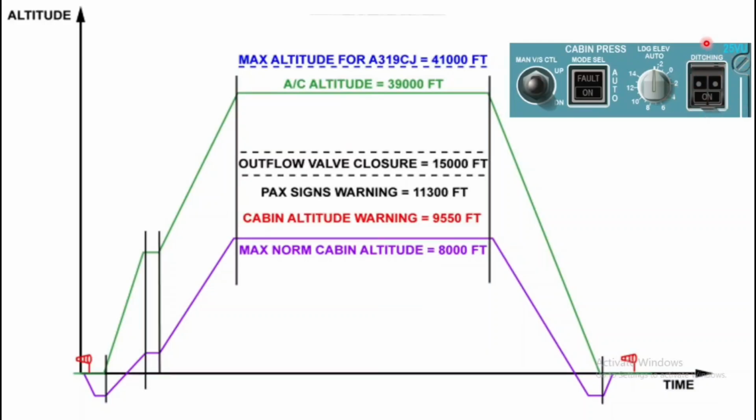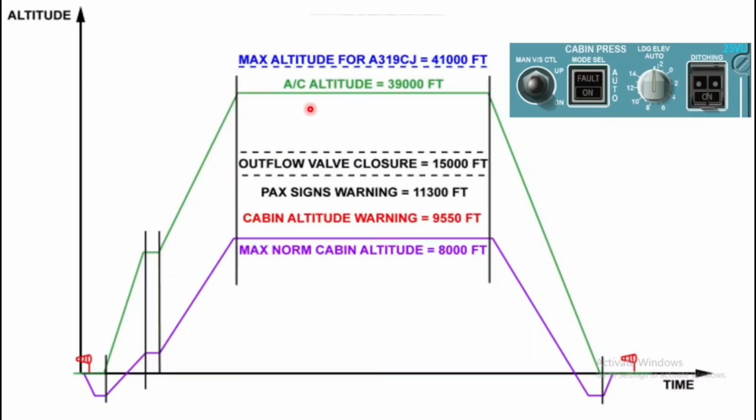So this is your ditching push button. Here we are only talking about the outflow valve, but it has a lot of functions. It will close all the avionics equipment ventilation valves and the pack inlet and outlet valves, all the valves will close. And there is a video on my YouTube channel about the purpose of the ditching push button. So go through my video for details about this ditching push button.